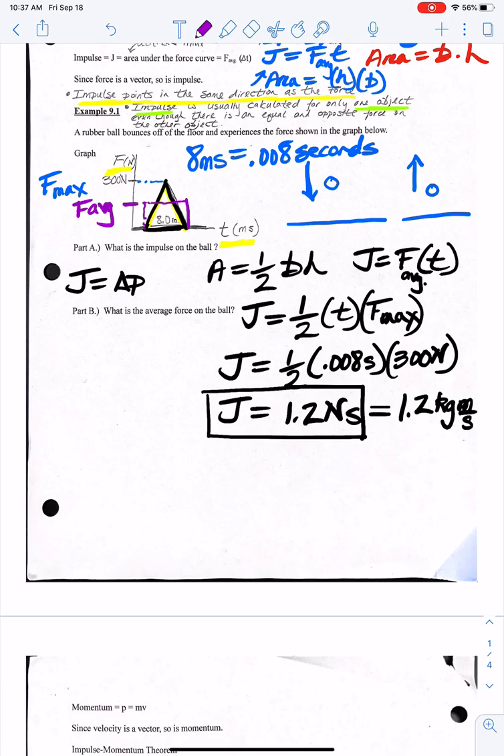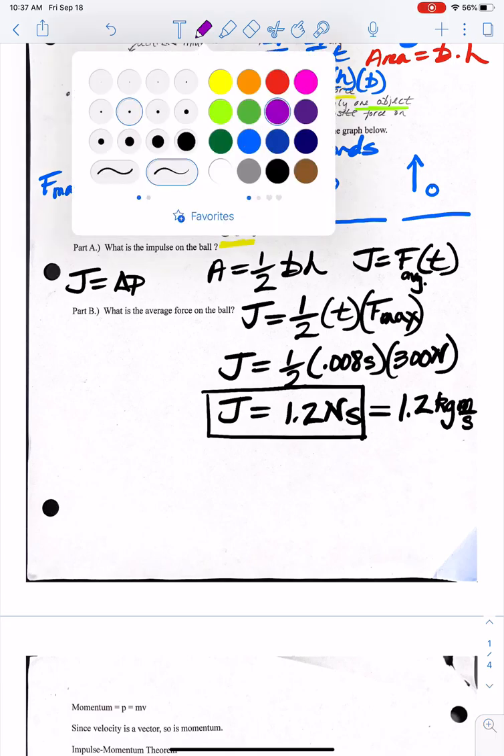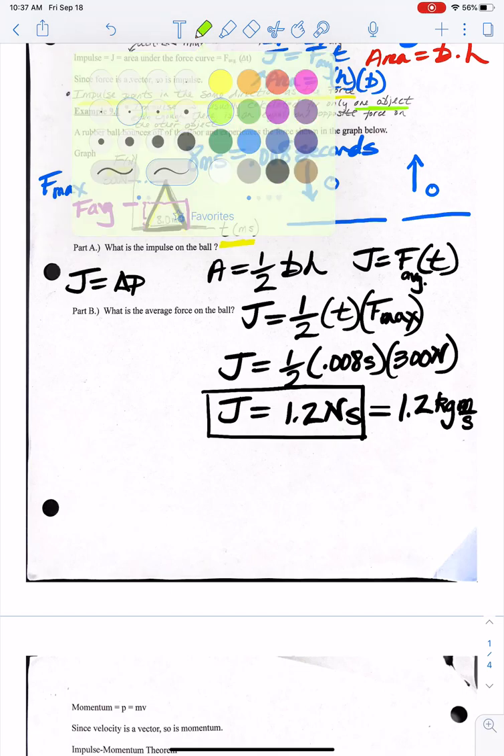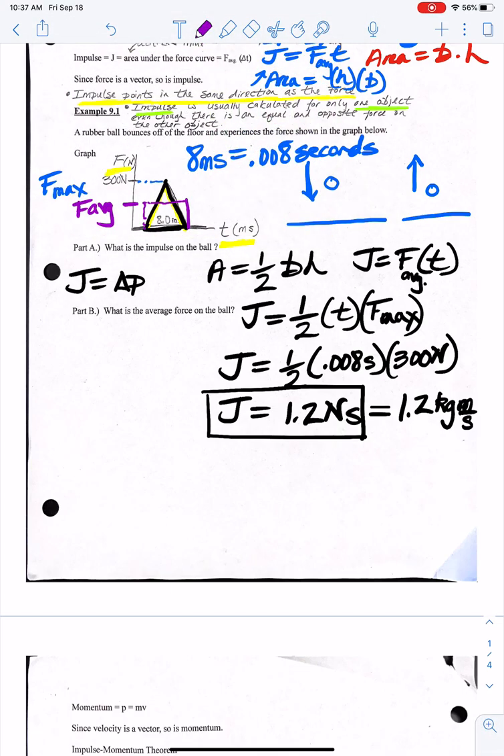accomplished the same thing. So I'm saying that this purple rectangle has the same area as the yellow triangle. And it would accomplish that over the same period of time with a different force, which is the average force. Why is it average? Because this force doesn't change over that time period. And we want to know what that average force is on the ball.